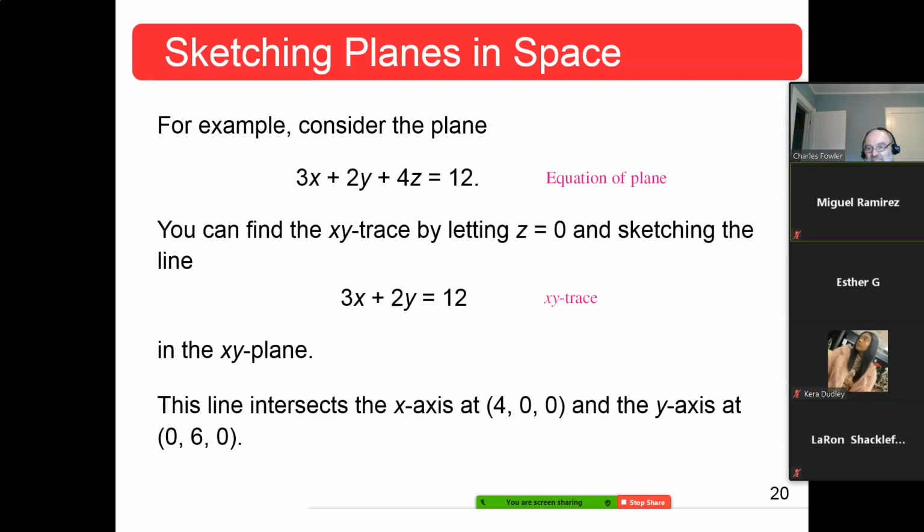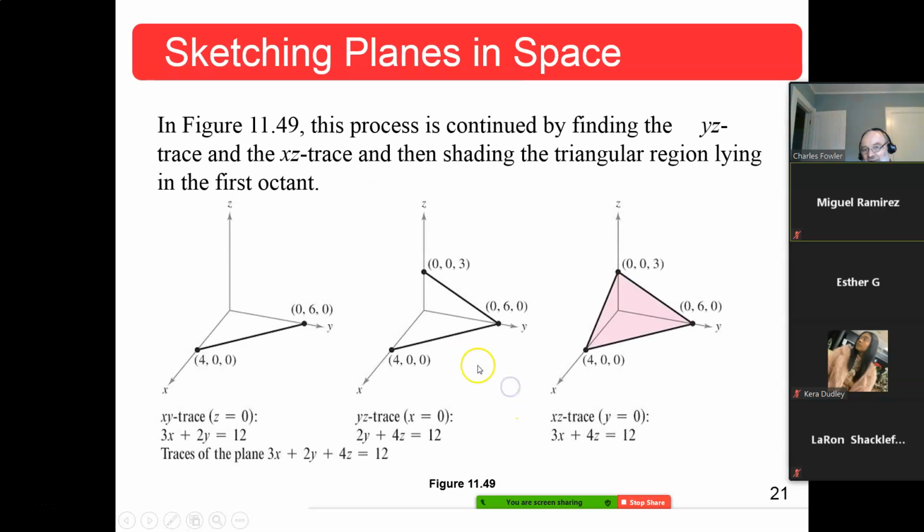Now, you could do the same thing. Set x equals 0 and find for the YZ plane. Okay, when x equals 0, then you have 2x plus 4y is equal to 12. So when z is equal to 0, you'd have (0, 6, 0), which is the same one we had here. And then when y is equal to 0, you would have (0, 0, 3). Okay, so that would be another point. And then when you do the other one, you'll find you get this point and the previous one.